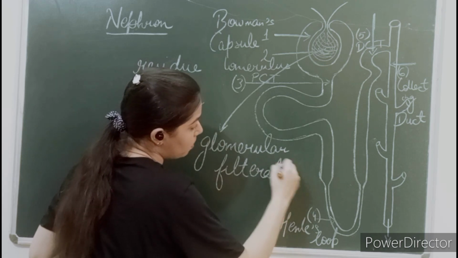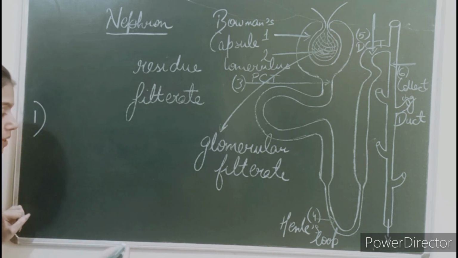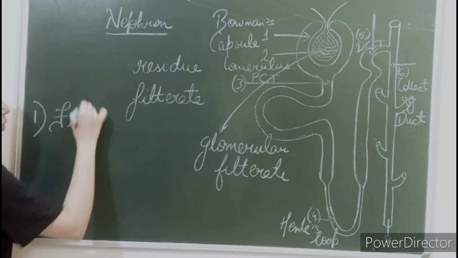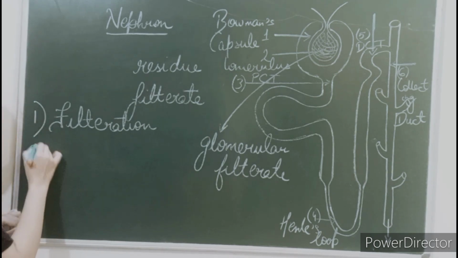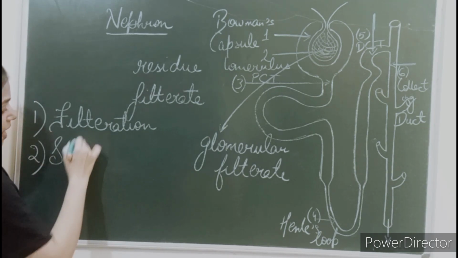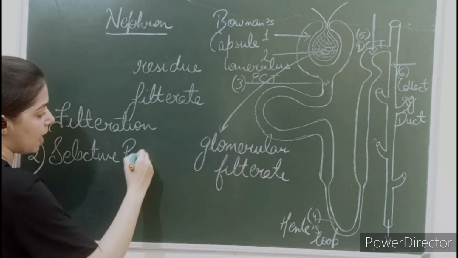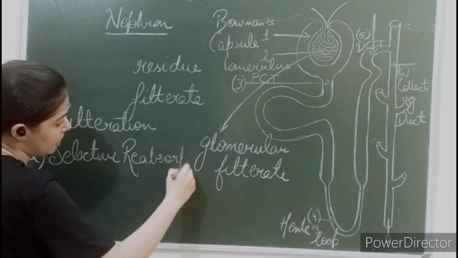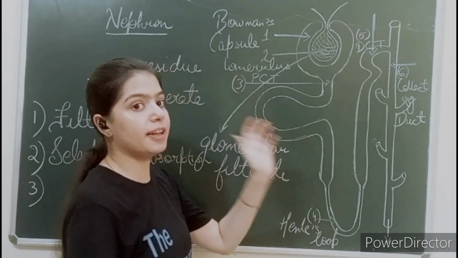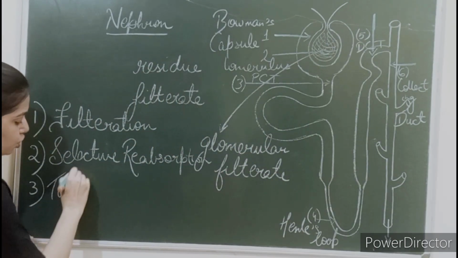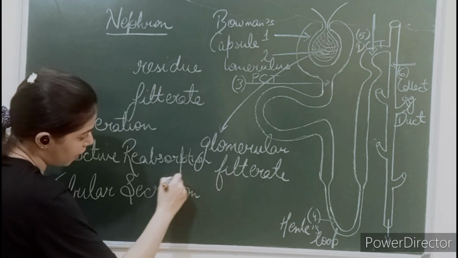I will be explaining this functioning of nephron by dividing it into 3 components, which will make it easy for you to understand. The very first process is filtration, which occurs in the glomerulus and the Bowman's capsule, as we were discussing. The second, I'll divide the work of the tubule into selective reabsorption. And followed by the third part, which is tubular secretion.